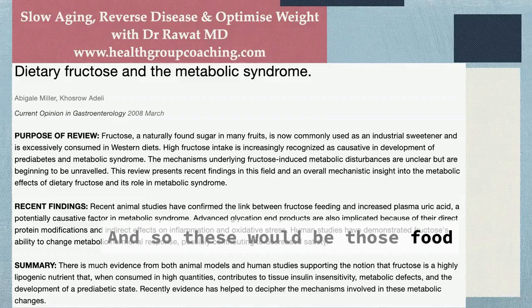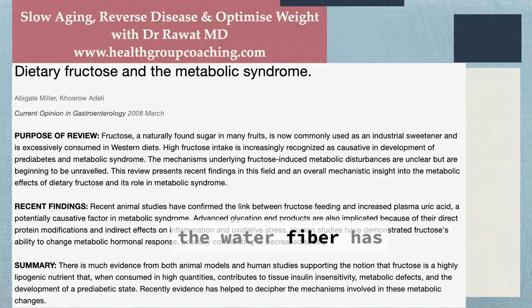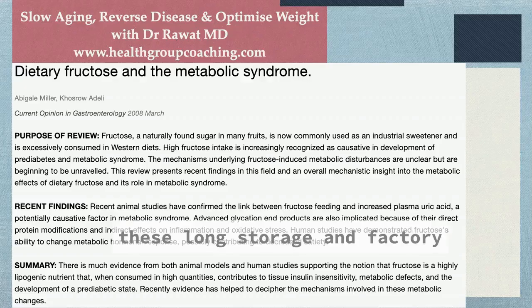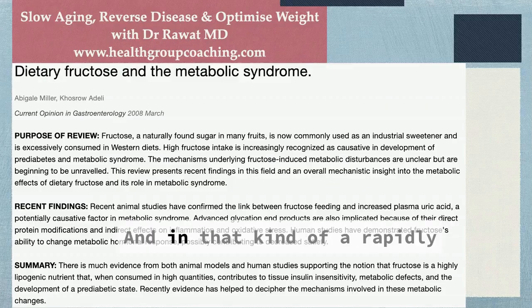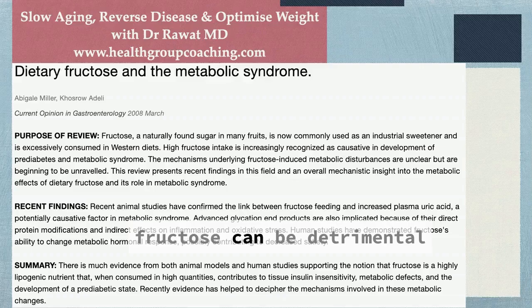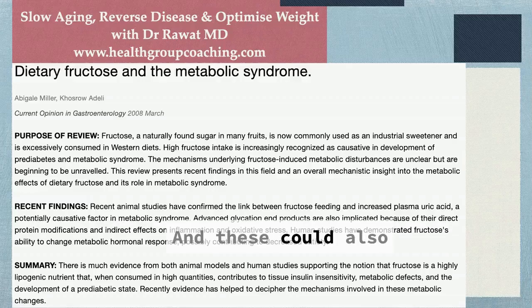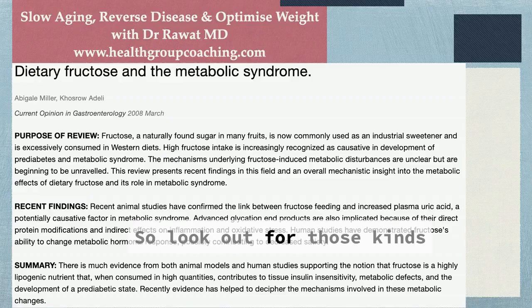And so these would be those food items which are derived from fruits. However, they are not original fruits in the original form. The water and fiber have been taken away. A lot of the antioxidants and flavonoids are no longer in these long storage and factory made food items. And in that kind of a rapidly absorbing form, which is metabolized primarily through the liver, fructose can be detrimental for metabolic health. And that would be primarily fruit juices, fruit jams, marmalades, ice creams, all kinds of factory-made items which are containing fructose. And these could also be high fructose corn syrup containing foods which have typically a long storage life. So look out for those kinds of foods because they are detrimental for metabolic health.